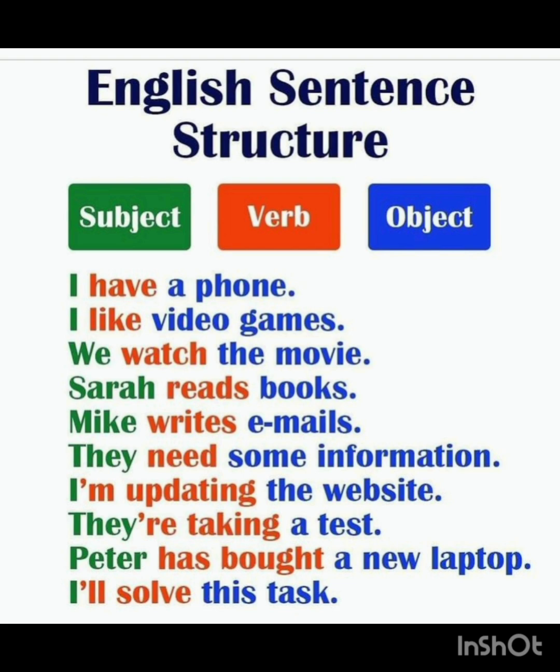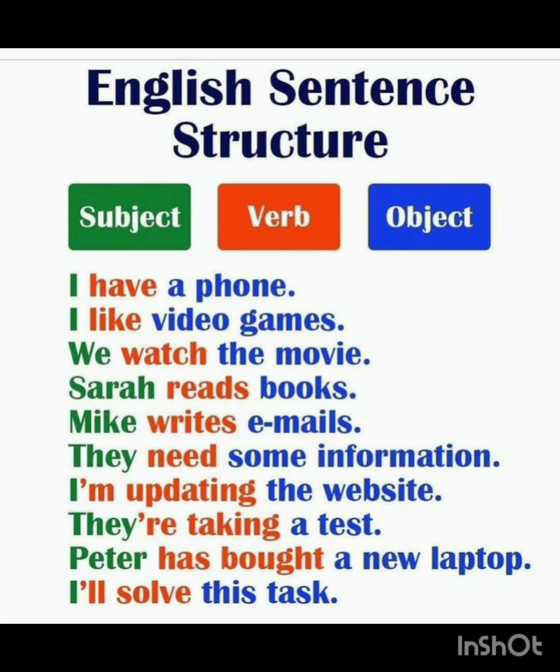Normally, English sentences has three parts. You can see from the examples. In the first sentence, I have a phone. I is the subject, have is a verb, and a phone is an object. Another important thing for beginners to remember is subject is something or someone who or which is acting, and object is the one who is acted upon.